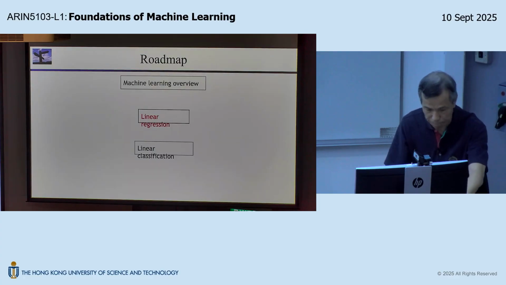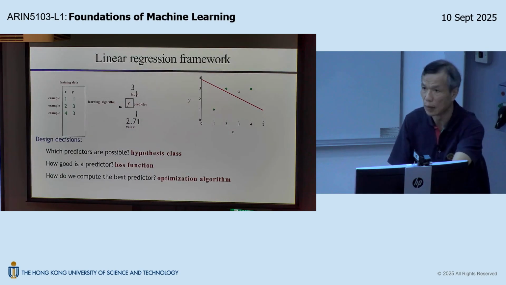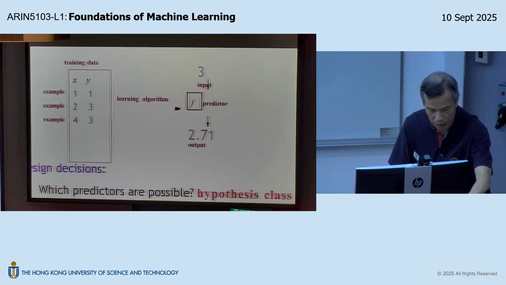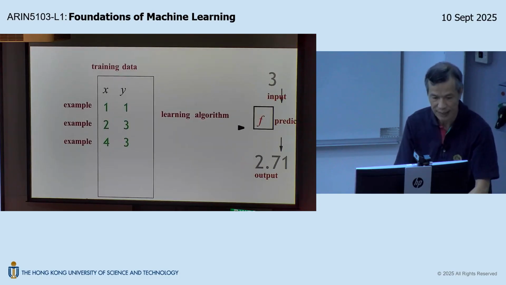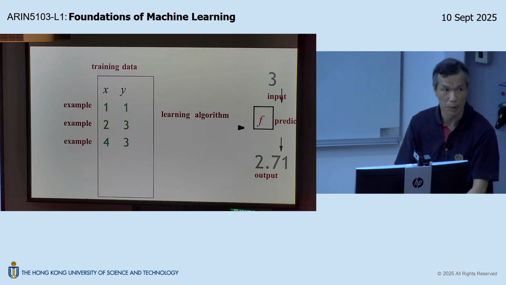So let's first talk about regression. Recall that regression means that I have the input and then I want to obtain a number as output. Here's a simple example. Recall that you have to give me some training data. So we have the training set here. In this simple example, we have one-dimensional input x and one output y. So for input 1, the corresponding output is 1. For 2, the corresponding output is 3. This is a number, so this is a regression problem.